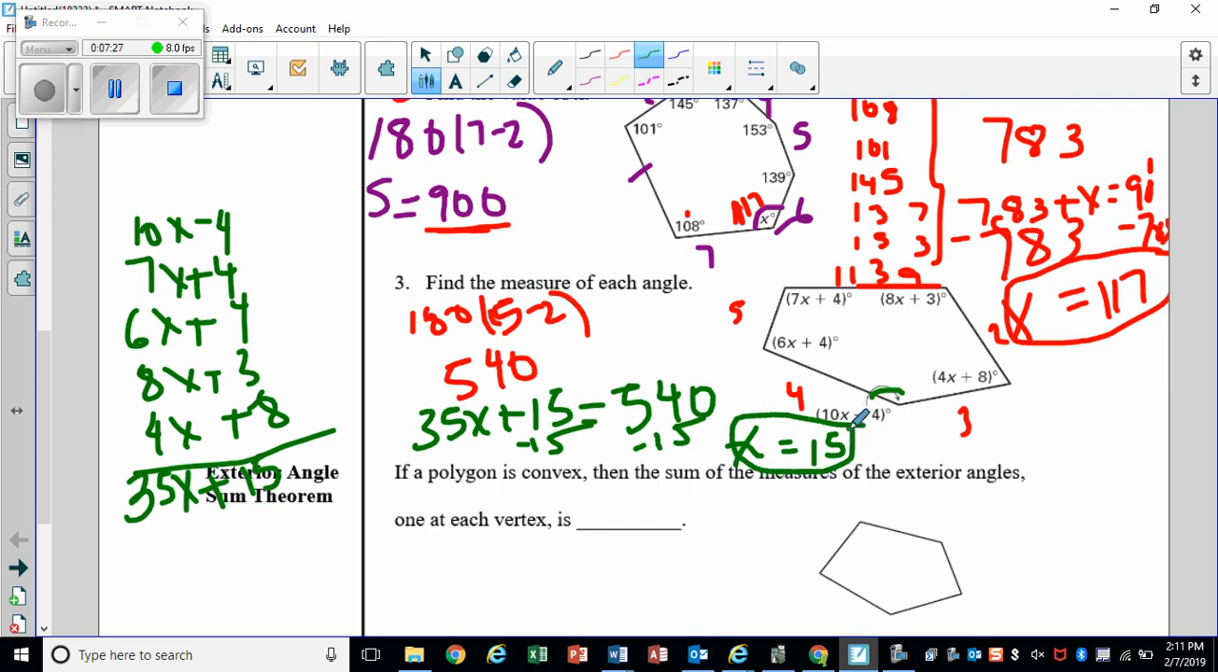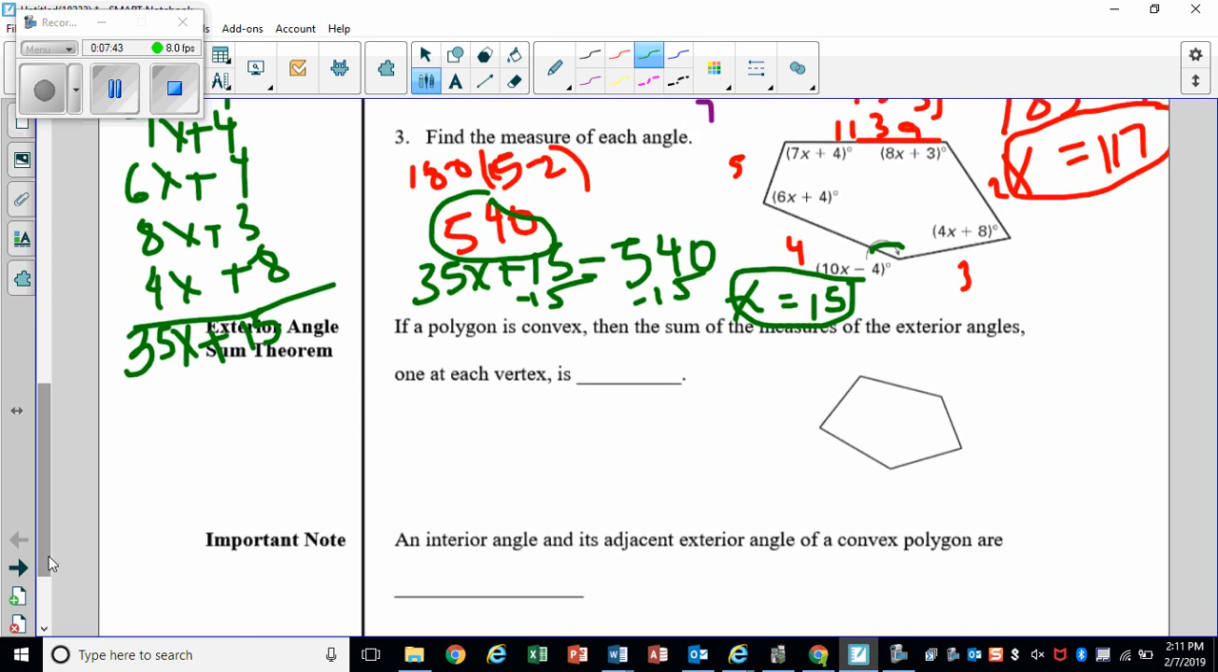Okay, that's what we need to do. What I'm teaching you right now is that when we have a 5-sided figure with the angles given, any 5-sided figure is always going to be 540 degrees. Solving it is the algebra skills that you guys have, right? So that's what you guys have to remember. Exterior angle sum there.